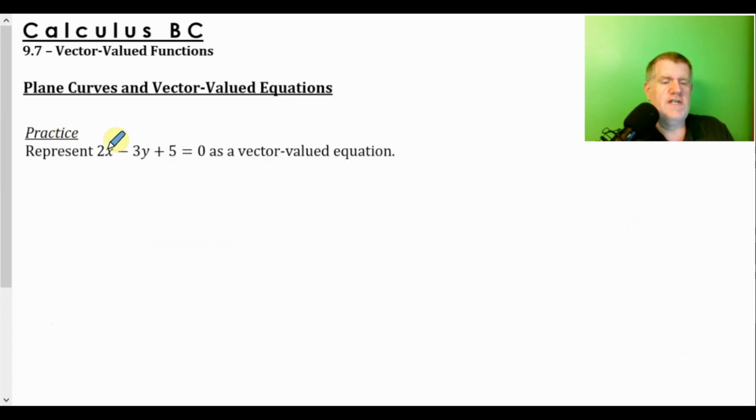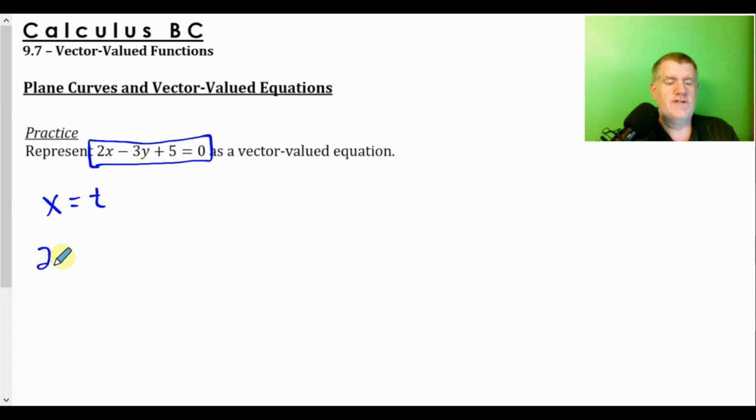Now, what if I take a rectangular equation and make it into a vector valued function? Now you know this particular one. It's a line. It's a very strangely written line, but it's going to be a line. So there's a couple ways to write this vector valued function. For example, the easiest way is to let x equal t. And then all you do is you take the equation and in place of x you put t.